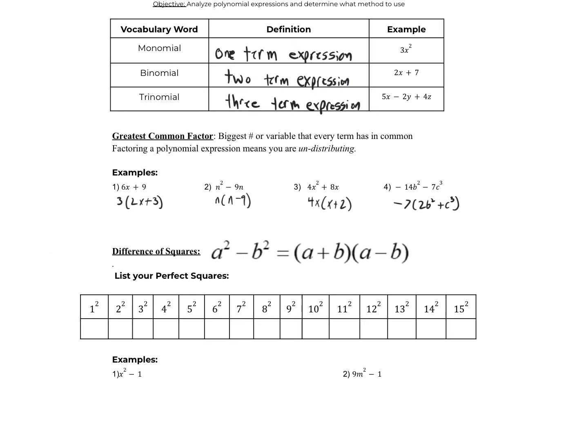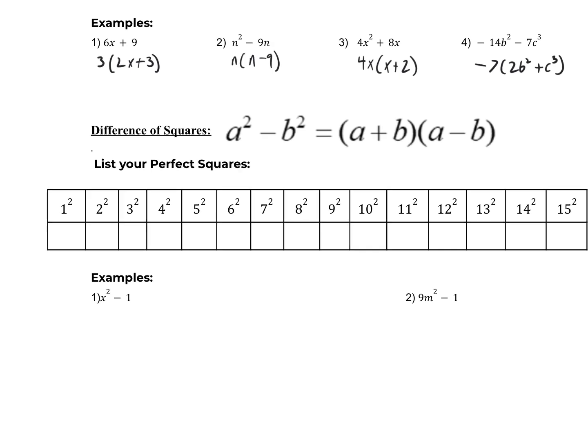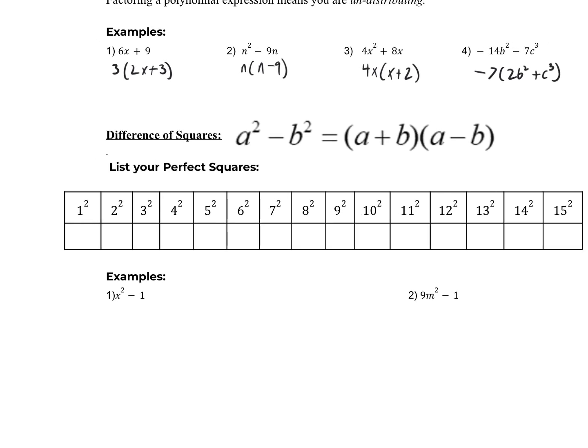All right, so that does it for greatest common factor. Next, we're going to look at difference of squares. Anytime we have the difference of two perfect squares, difference implies subtraction. They have to be separated by subtraction only. Addition does not work. Only subtraction.